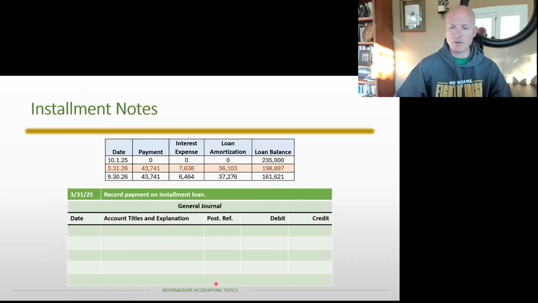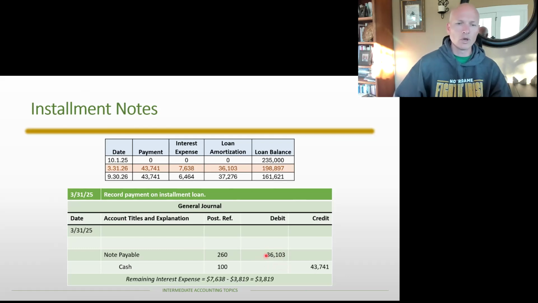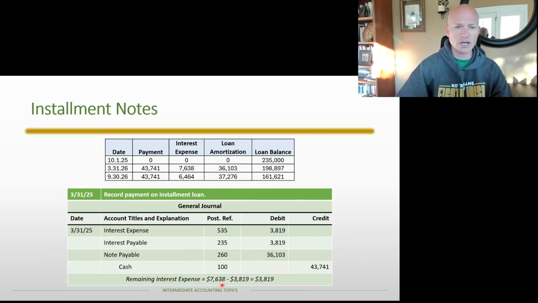We record that payment. The big thing there is the cash payment, right? Don't miss a layup. That's given: $43,741. We're also taking the other information from the table. Again, we're amortizing that loan. So we're going to reduce the note payable by $36,103. That's why we're debiting that note. And then finally, we are accruing the remaining interest expense of $3,819 and removing the prior interest payable.